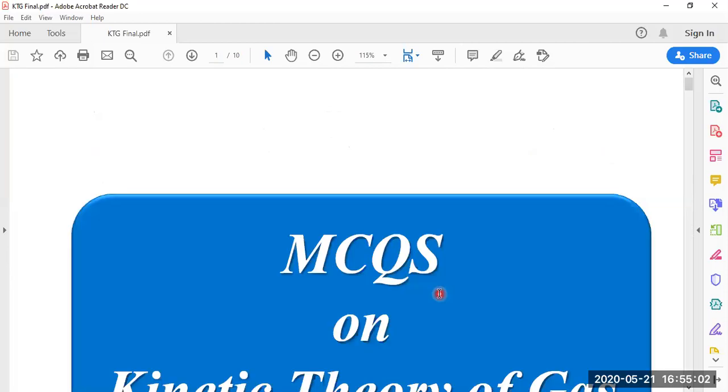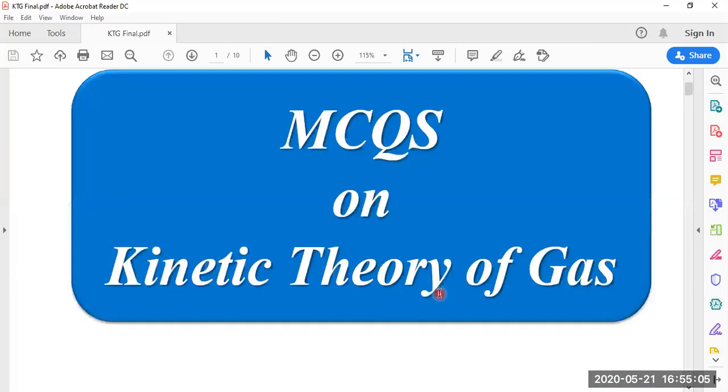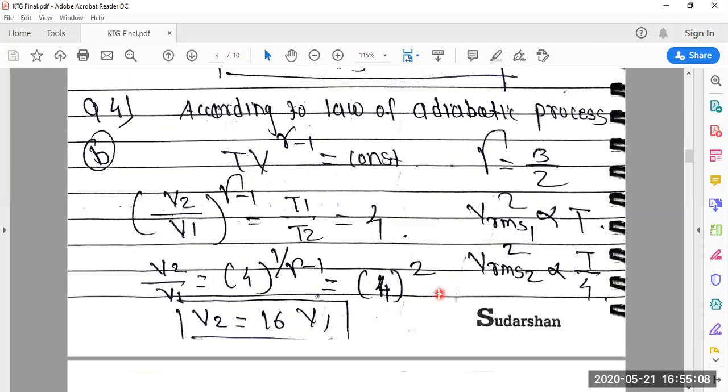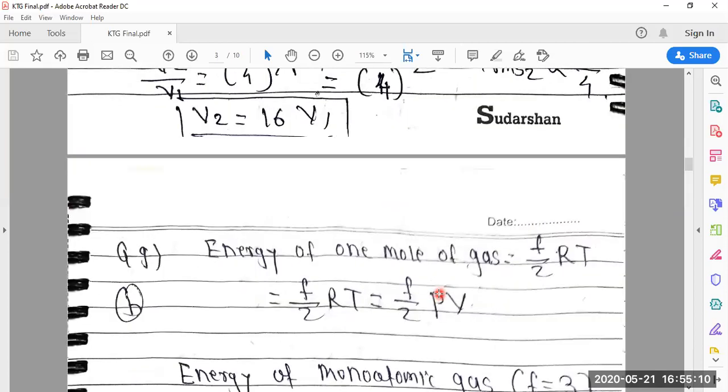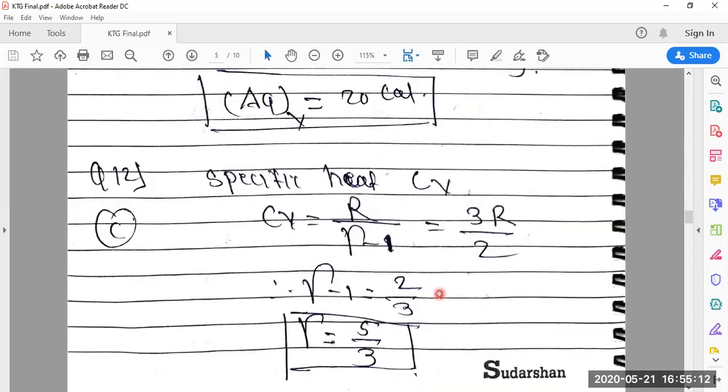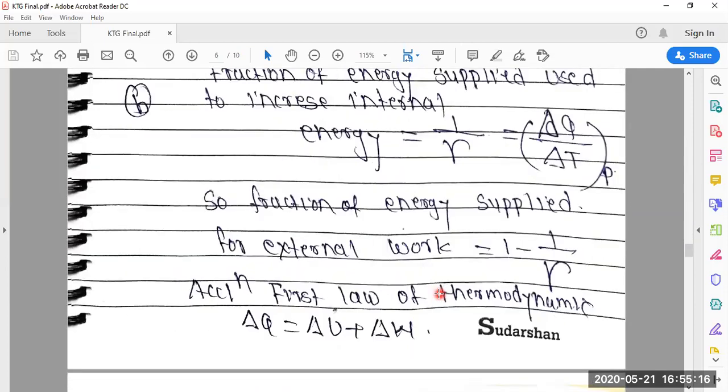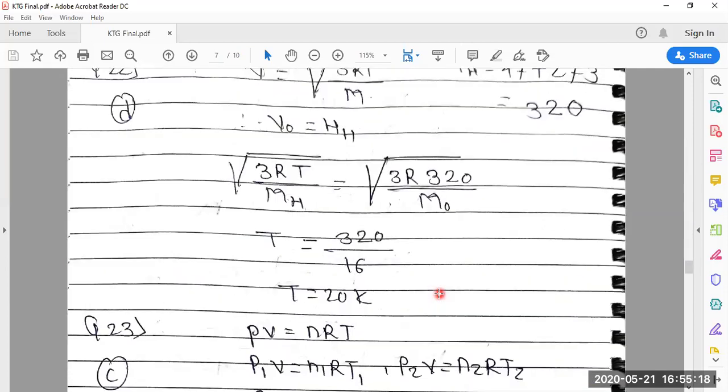So just calculate it. For question number 22, we get the molecular weight of oxygen is 32 and the molecular weight of hydrogen is 2, and putting in the values, finally we get 320 upon 16. So the temperature is equal to 20 Kelvin. So the correct option for question number 22 is option D.